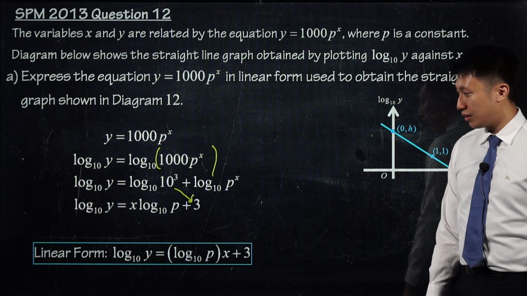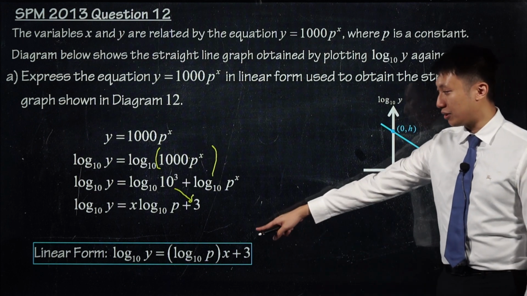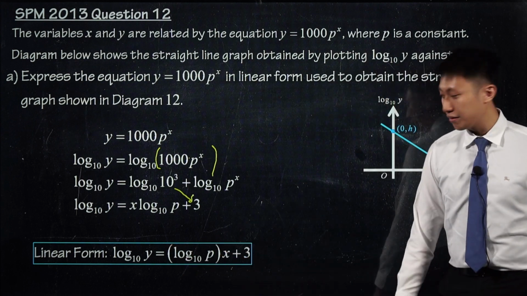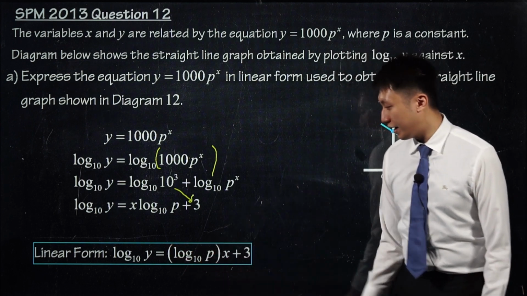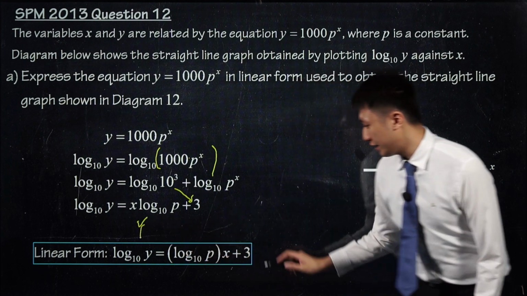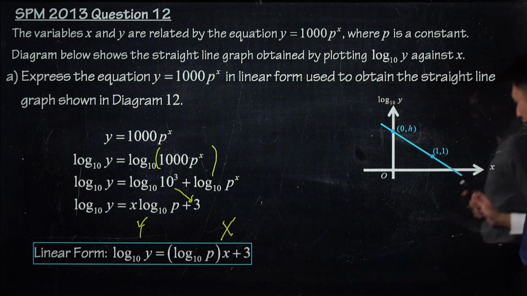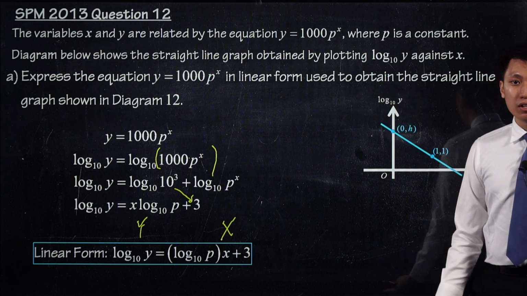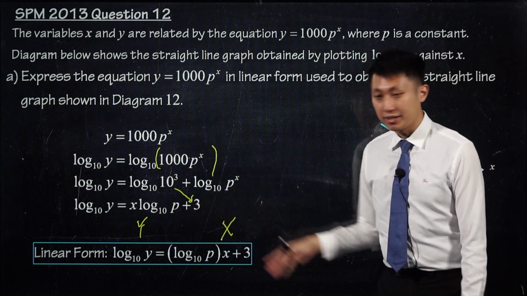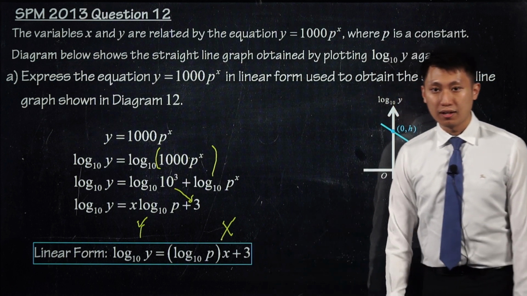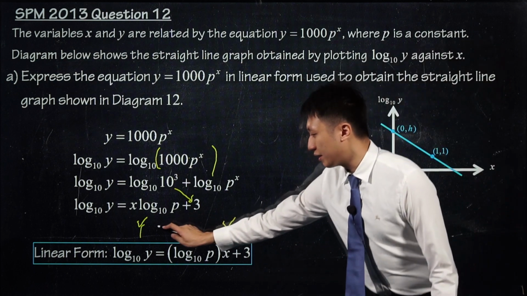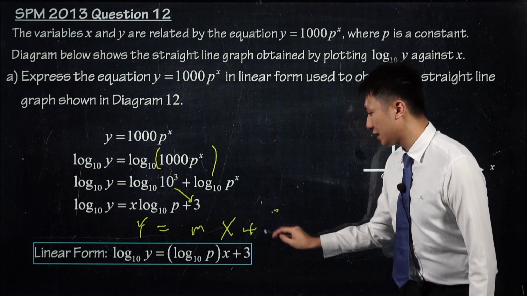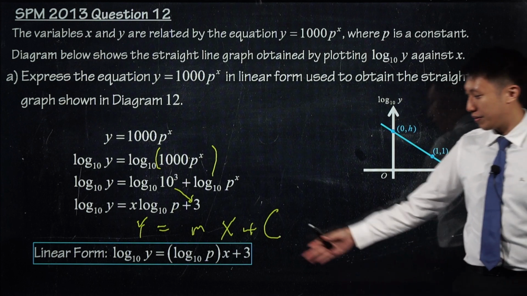So linear form will be somewhere like this, and I purposely write this bracket to signify that that is the constant, and this is your capital Y, and this is your capital X. Your X is x, your capital Y is log 10 y. Linear form, normally in SPM, they want it to be written in this way, although it's not linear. Normally the linear form is actually something like mx plus c, but in SPM they want this.